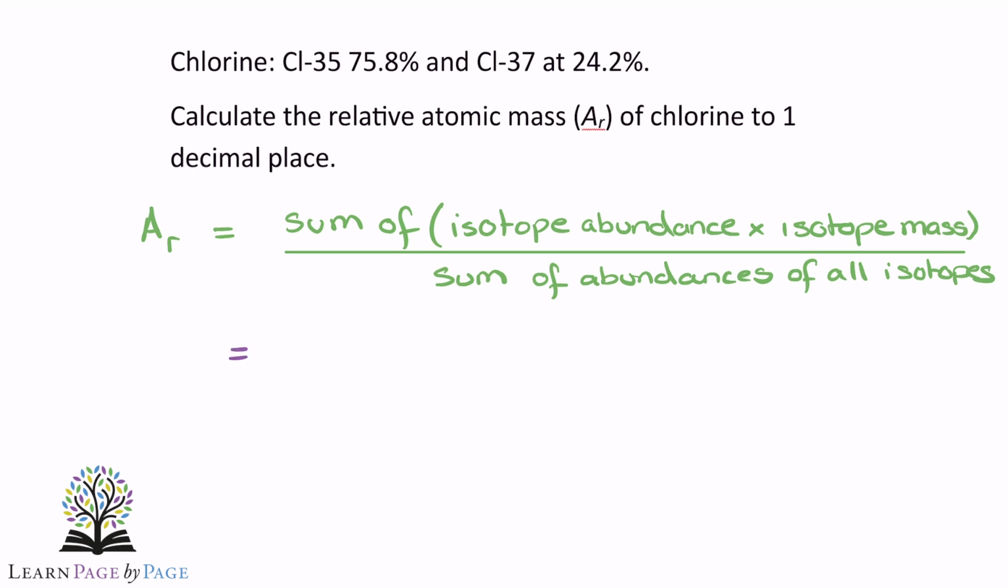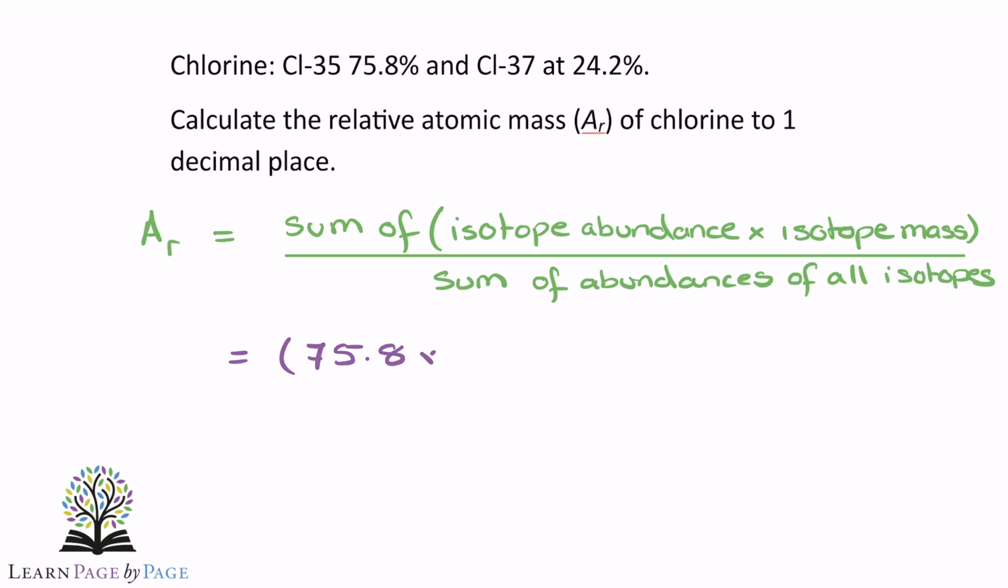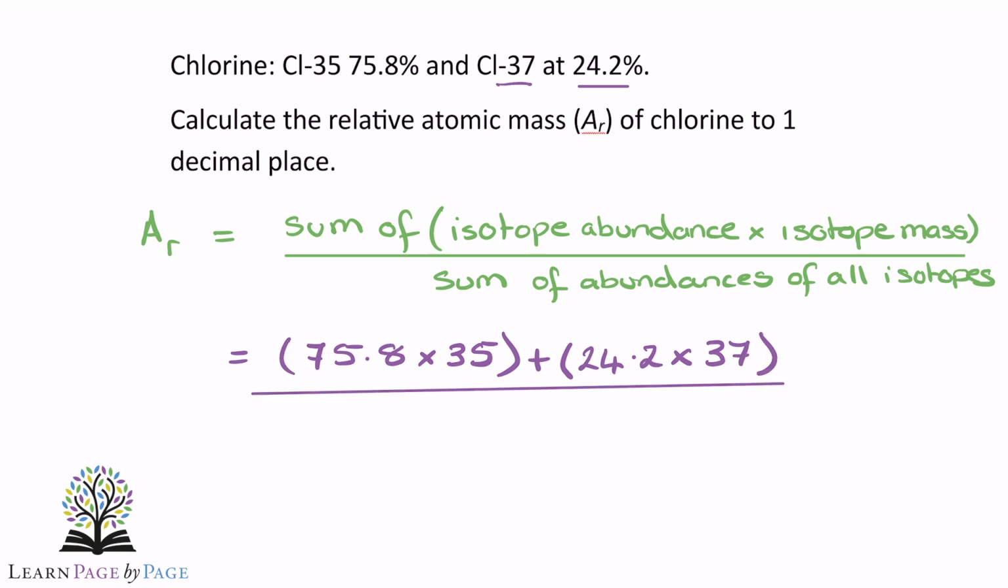Let's put our values in. So we have chlorine 35, so open a bracket, and chlorine 35 has 75.8% multiplied by 35. That's the mass number of that isotope. Plus, remember we're adding, this is the sum. The abundance of chlorine 37 is 24.2% multiplied by the mass of chlorine 37, which is 37. And that is divided by the sum of the abundances of all the isotopes. And remember, that's going to equal 100. So you've got 75.8 plus 24.2. Put that in a bracket.